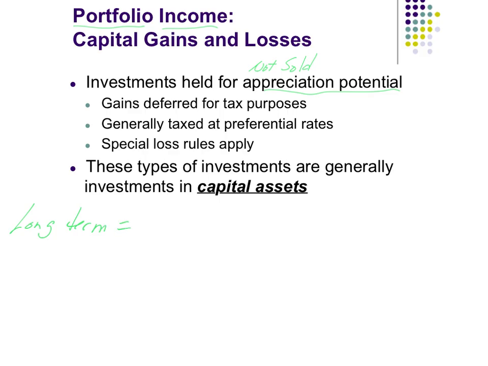Long term means more than 1 year. So what does that mean? That means 12 months plus 1 day. If you held that thing 12 months and a day, that is a long-term asset. If you did not hold it for 12 months and a day, it is a short-term asset. Why that matters is short-term equals ordinary rates, long-term may equal preferential rates. So that day can be a very important tax event.